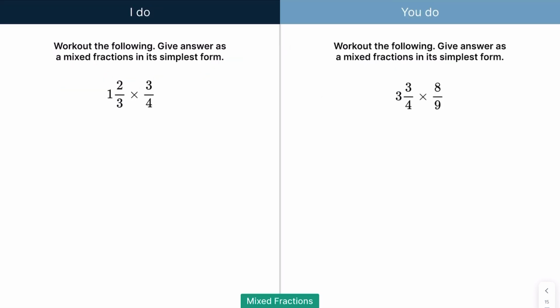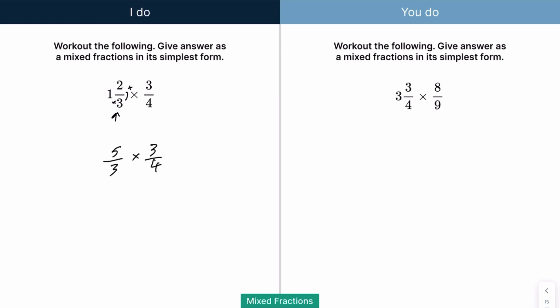And now moving on to looking at mixed fractions. Now with mixed fractions, you first want to turn it into an improper fraction. So in this case, with this one, that would be 1 times 3. So we're going to multiply this, and we're going to add that. So 1 times 3 is 3, add 2 is 5. The denominator stays the same.